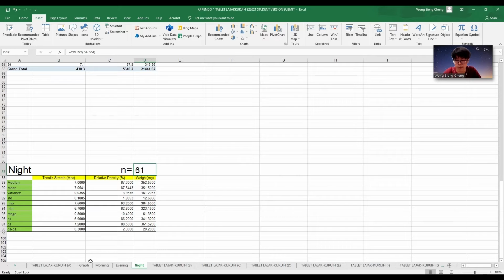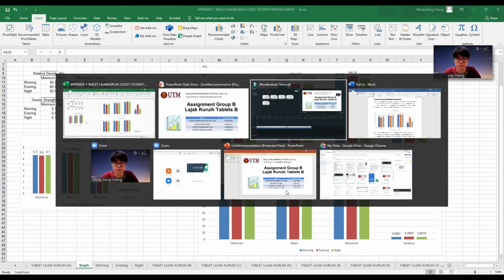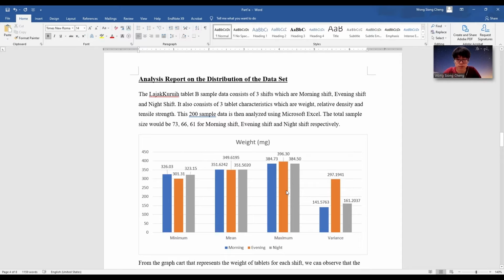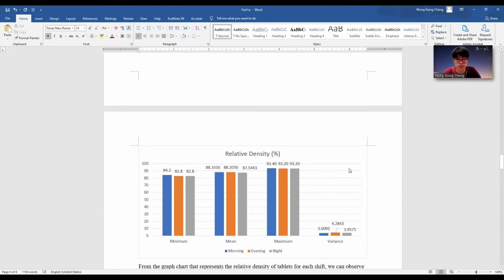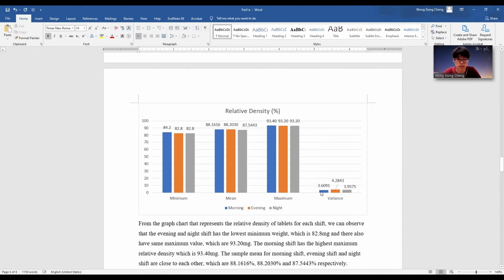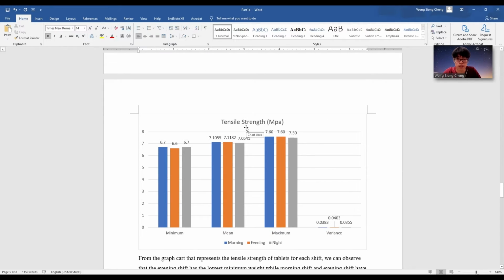After that, we choose several values to represent in graphs according to the 3 characteristics of the tablet: the weight, tensile strength, and reactive density. For the analysis report on the distribution of the data set, we can observe that for the tablet weight variance value, the evening shift has the highest variance value compared to the morning shift and the night shift. For the reactive density of the tablet, the evening shift also has the highest variance value, and the same goes for the tensile strength.